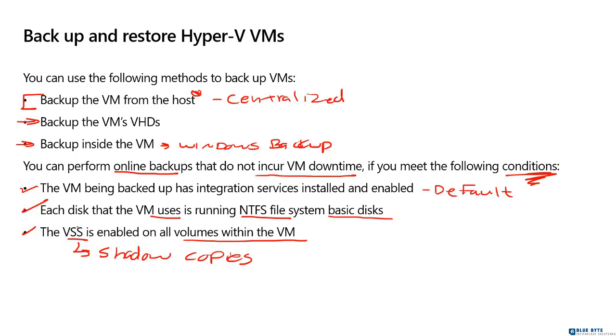Well, the online backup requires that to be enabled on all the volumes within the virtual machine. And by default, this is actually disabled. So it is the one change you would likely have to make, because integration services are enabled by default. When you install a virtual machine, it uses an NTFS file system by default, and it is a basic disk by default. So there is nothing you do for either of those. But we will have to enable the VSS because that's not done for us.